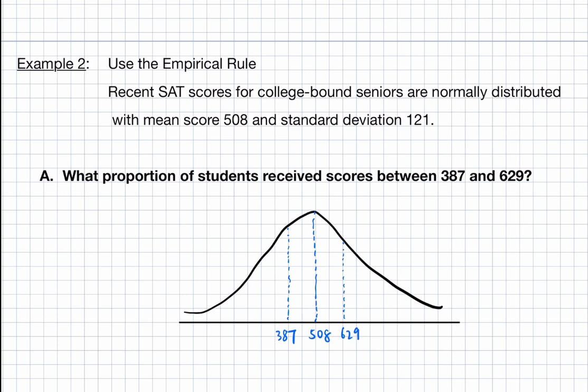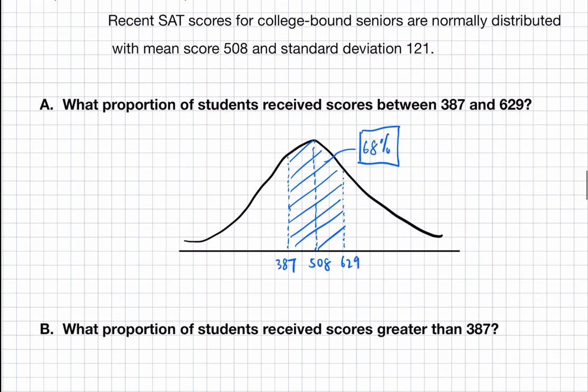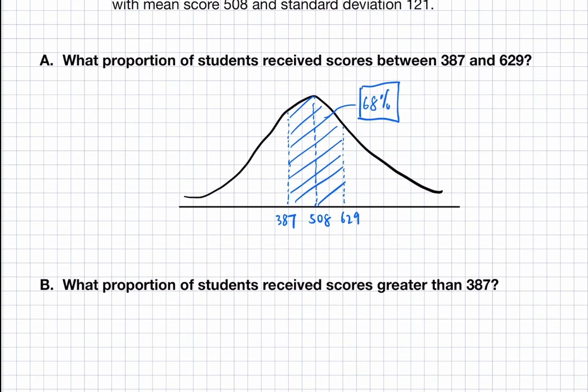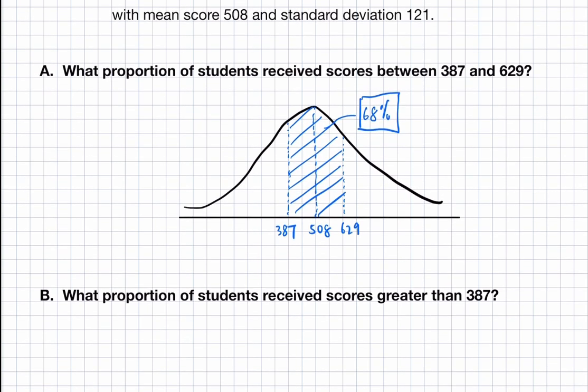Okay, so this area under this curve represents 68%. Okay, and the question here is, what proportion of students receive scores between these 2 ranges? Then the answer is 68%. Okay? And then part B asks, what proportion of students receive scores greater than 387? Well, we know that since this is 68%, then the balance, so this side and this side, would be 22%.